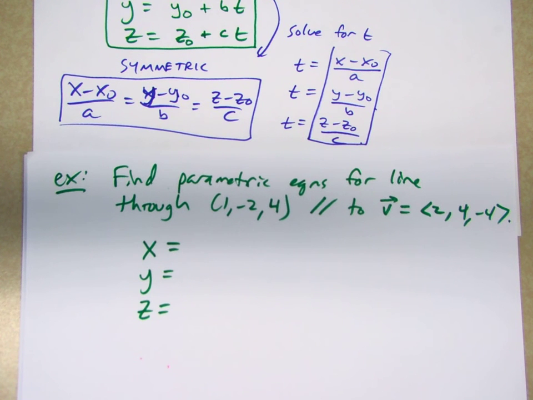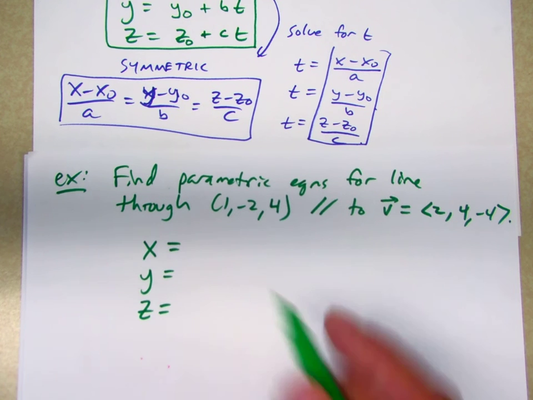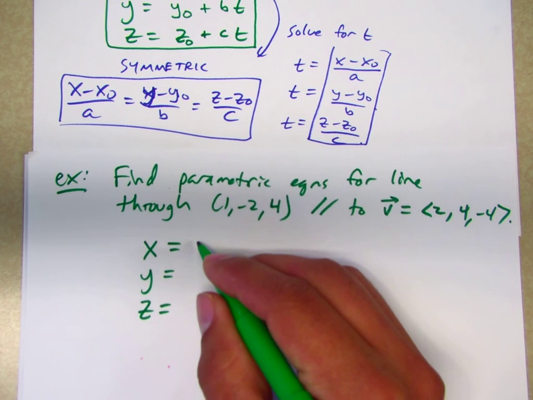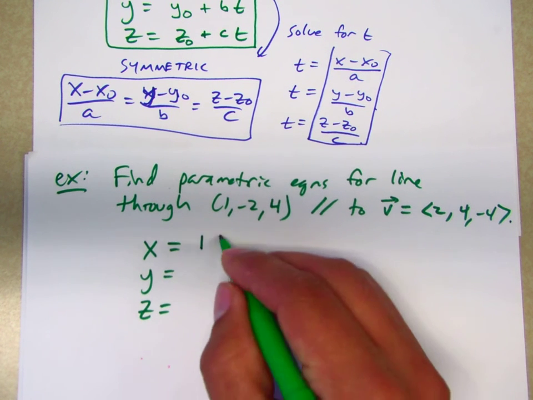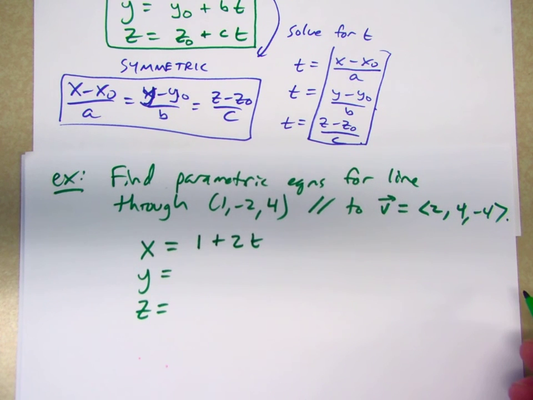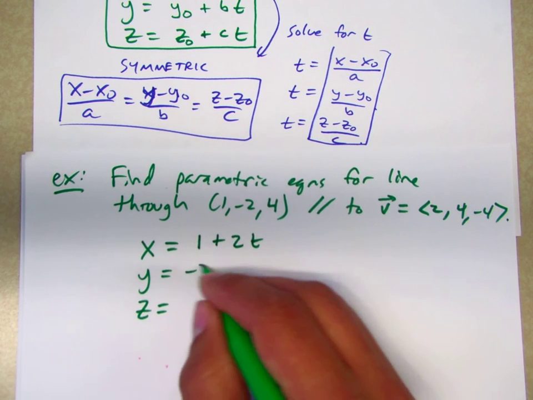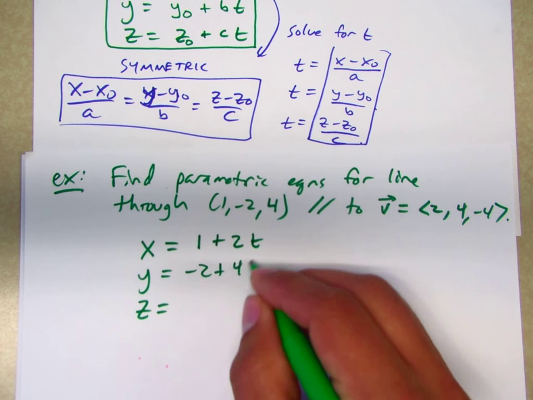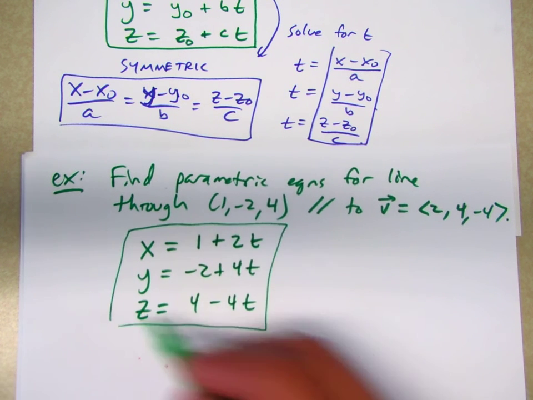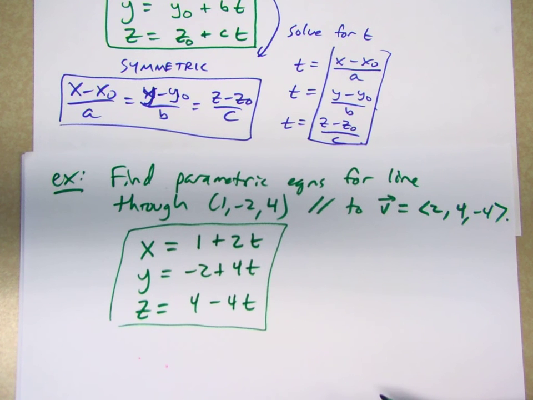Okay, let's see if we thought about this correctly. This is about as straightforward as it's going to get. You're given the point, so x naught is 1, and we go plus x component times t. And then same thing with the y's: negative 2 plus 4t, and then 4 minus 4t. So this would be the parametric set of equations for the line.